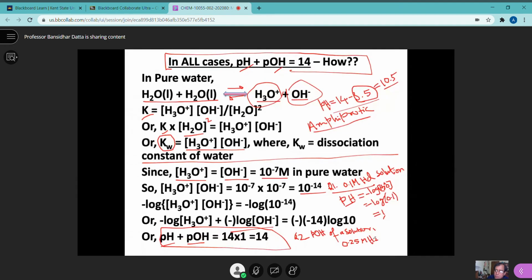Who can calculate for me quickly? So once again, what is the pOH of a solution containing 0.25 molar sulfuric acid? What's the pOH? Who can tell me how you will do it fast?